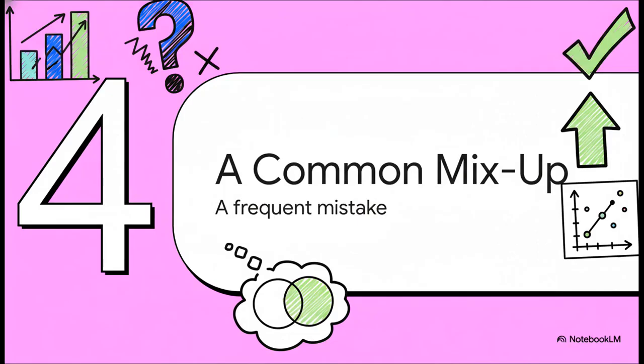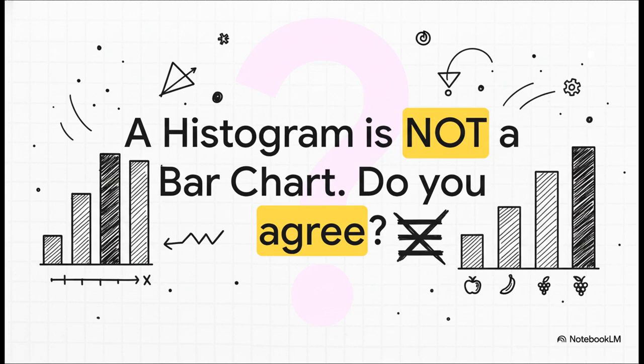And speaking of histograms, this brings us to one of the most common mix-ups in the entire world of data viz. Seriously, I see this mistake all the time, and we're going to clear it up for good right now. So let me ask you directly, a histogram is not a bar chart. Do you agree with that? True or false? I mean, they look almost identical, but they are built to tell completely different stories.